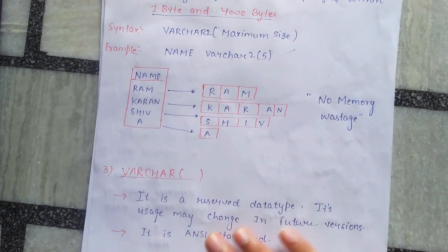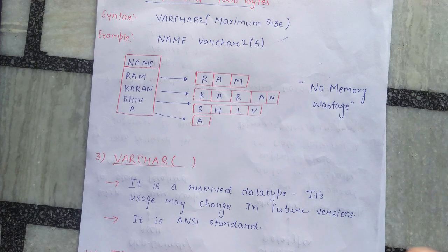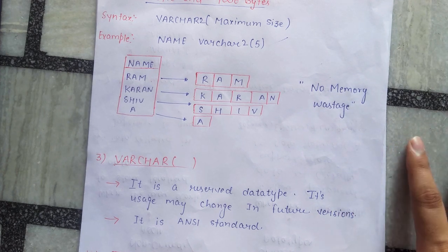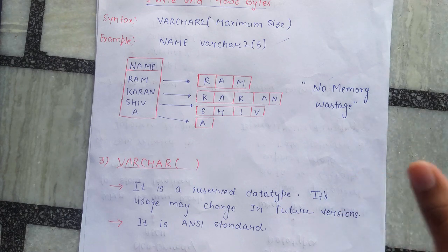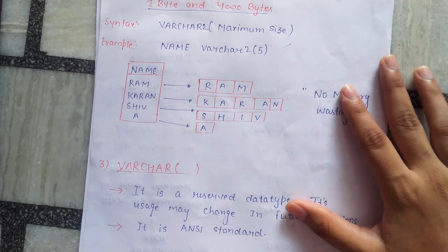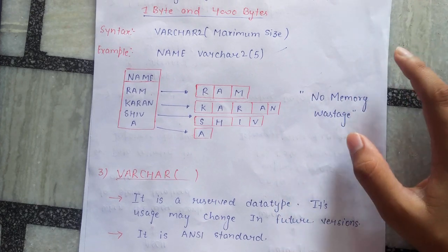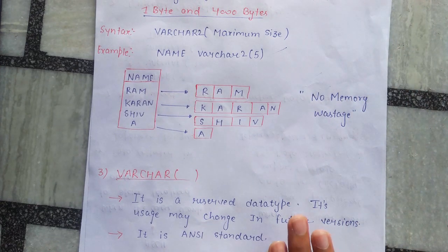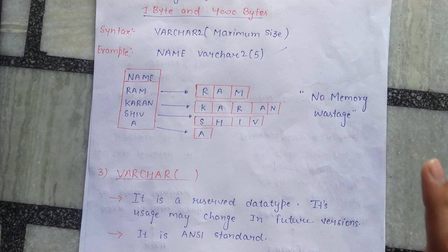Now our third type is varchar. See, its name is synonymous to varchar2 also. So most of the students get stuck over here. There are differences between these two. So basically, our varchar2 is developed by Oracle. Okay, it's Oracle's version. It was developed by Oracle, but varchar is an ANSI standard. Okay, varchar is an ANSI standard and it is a reserved data type.